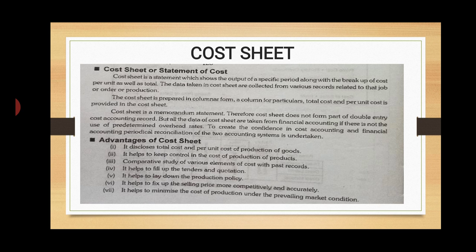There are several benefits of preparing the cost sheet. First of all, it discloses the cost in the detailed form, as well as the per unit cost of the production of goods can be easily identified. It keeps a check on the cost of production of the products. The comparative study of the various elements of the cost with the past records can be possible. Elements of cost means material, labor, and overheads.